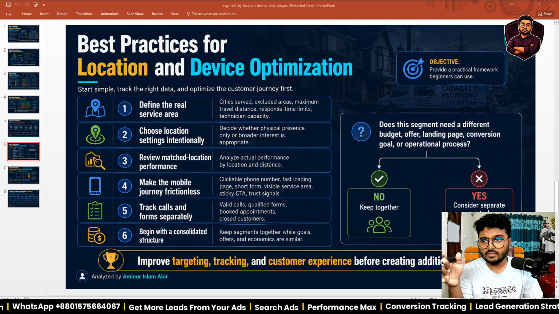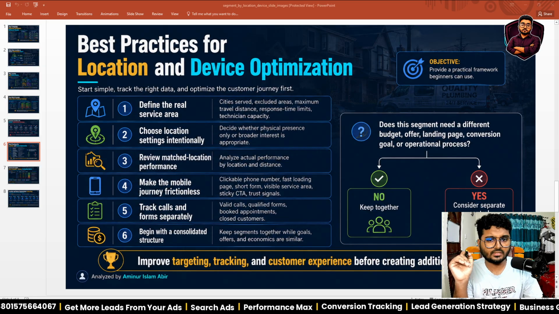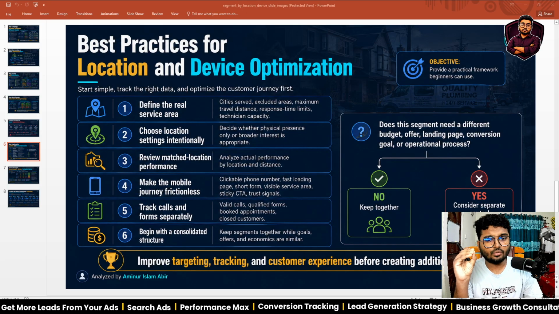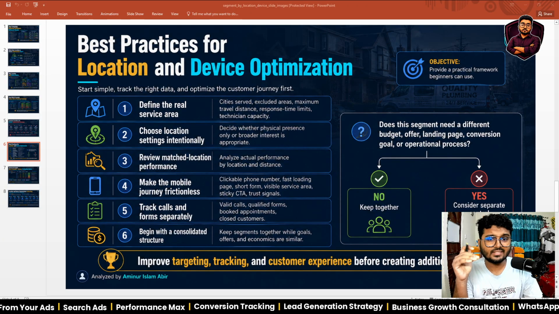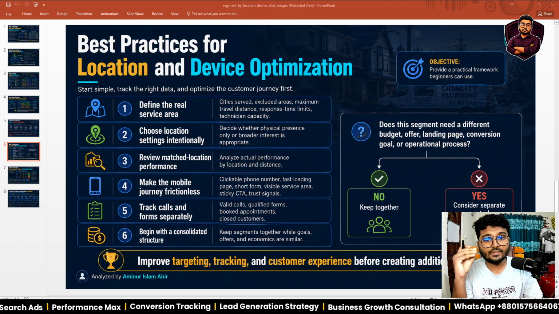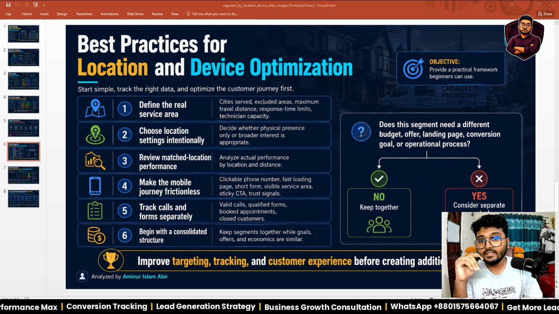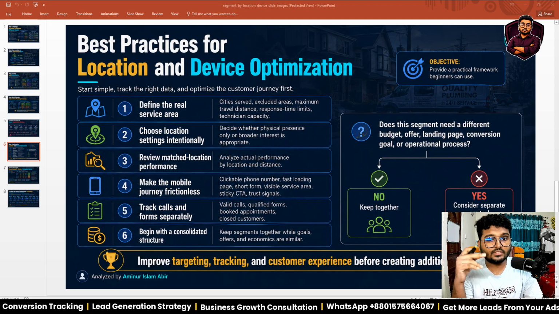So this is my slide 6. Here I describe the best practices for location and device optimization. The first step is to define the real service area: document which cities are served, the maximum travel distance, excluded areas, response time limits, and technician capacity. Do not define the service area only by how far Google Ads can target. Define it by where the business can deliver fast, reliable, and profitable service.